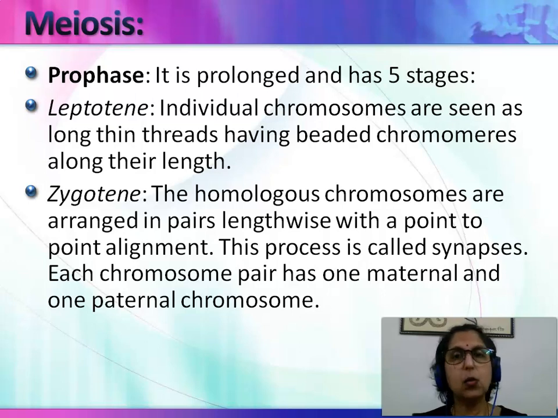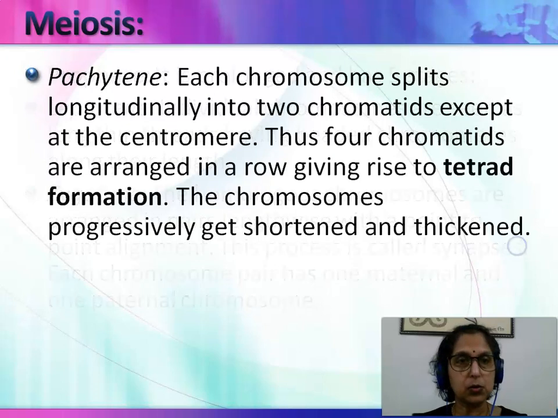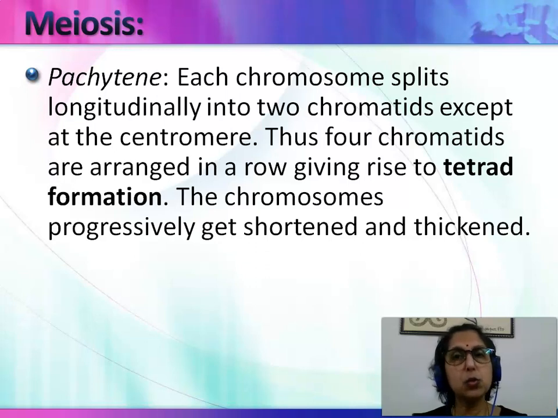The homologous chromosomes are arranged in pairs lengthwise with a point-to-point alignment. This process is called synapsis. Each chromosome pair has one maternal and one paternal chromosome. Next, we see the Pachytene stage. Each chromosome splits longitudinally into two chromatids except at the centromere region. Thus, 4 chromatids are arranged in a row, giving rise to the tetrad formation. The chromosomes progressively get shortened and thickened.